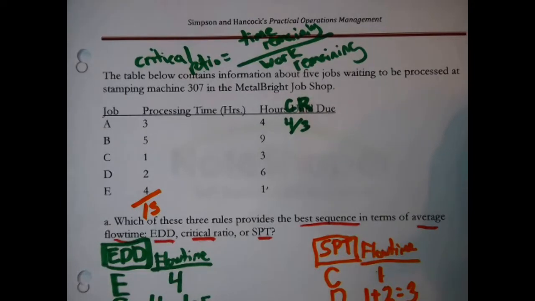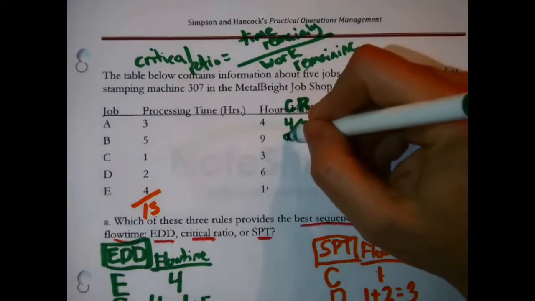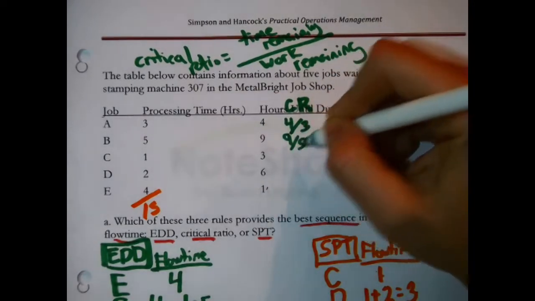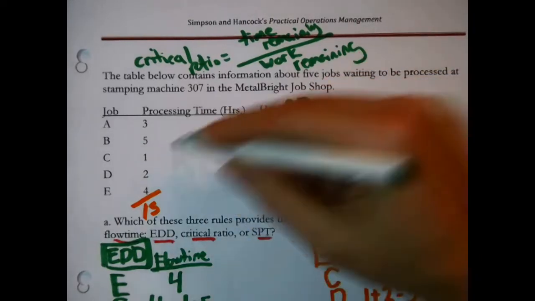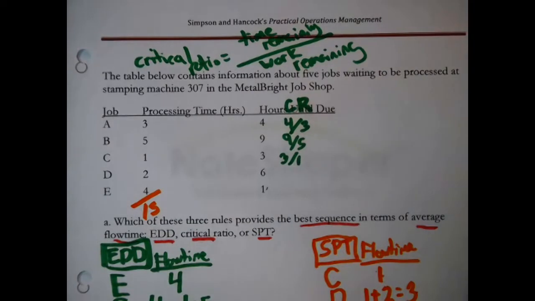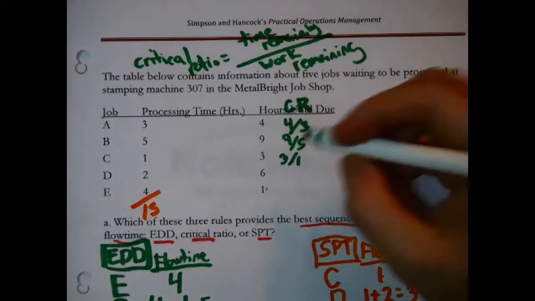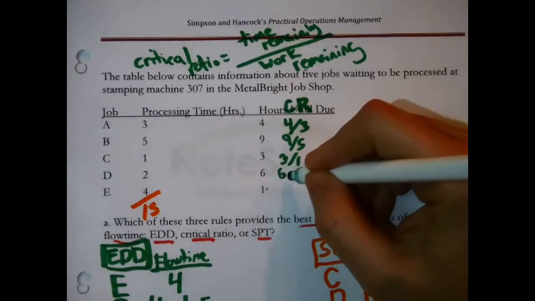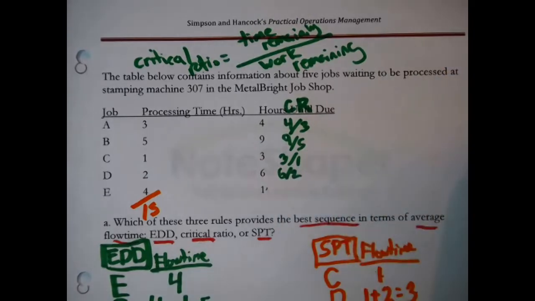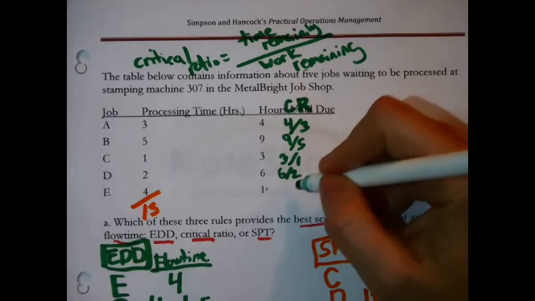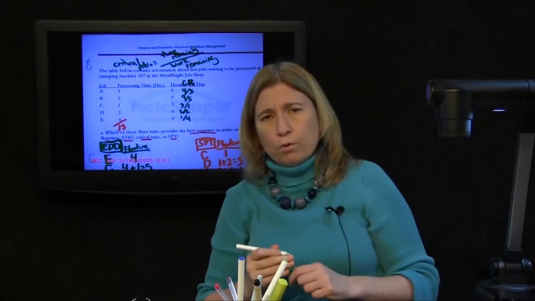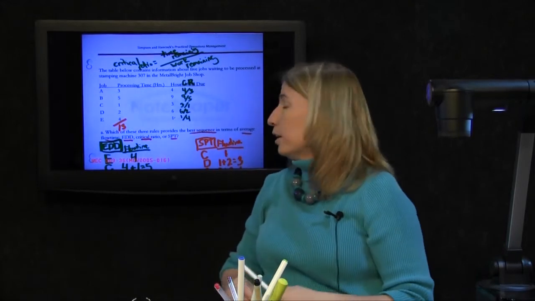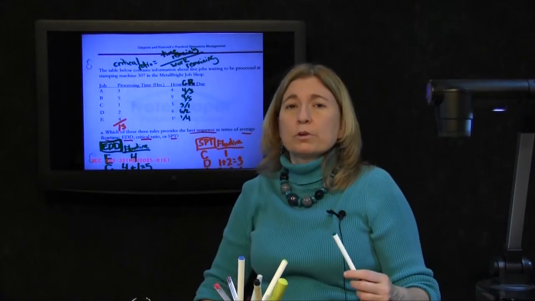For B, time remaining is 9, work remaining is 5. For C, time remaining is 3, work remaining is 1. So the critical ratio is 3. For D, time remaining is 6, work remaining is 2. So the critical ratio is also 3 for D. For E, time remaining is 1, work remaining is 4, 1/4. All right, that's the critical ratio for each one of those jobs.